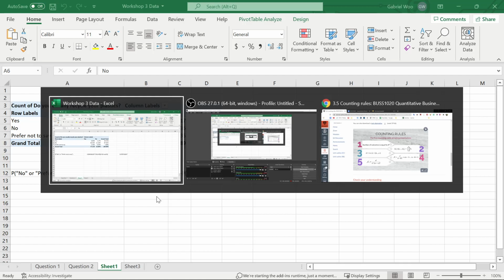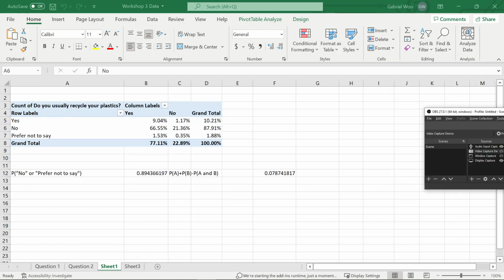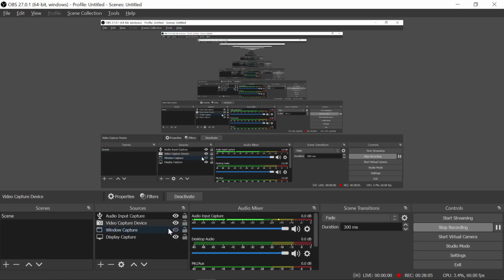All right, so I think that's a pretty good summary of week 2 of BUSS1020. We are really getting into the main materials, talking about probabilities this week. We're going to be talking more about discrete probability distributions in week 4. So we are looking forward to that.